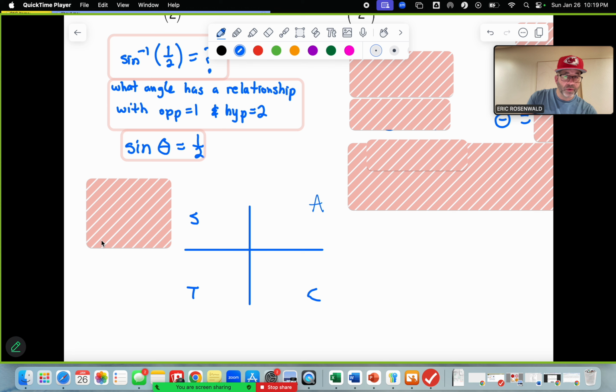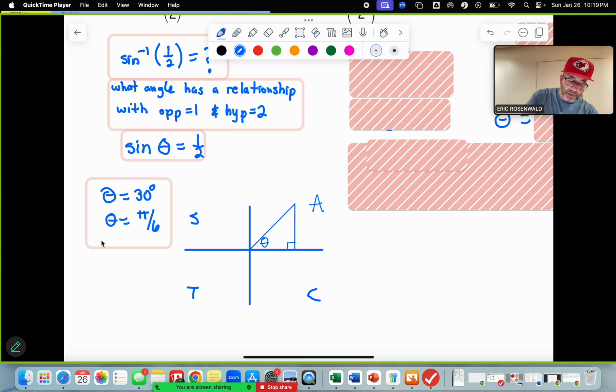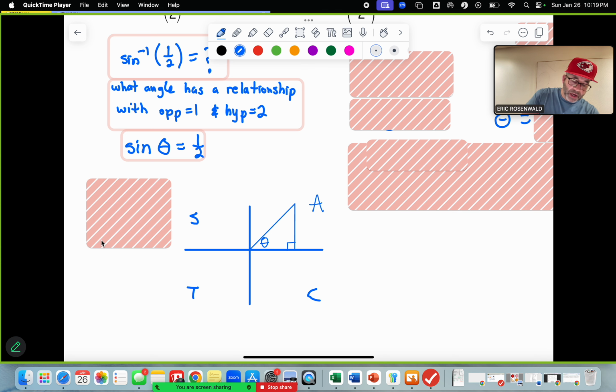Well, here's what we remember. So sine of theta is equal to 1 over 2. So let's go ahead and draw my triangle here. We've got our angle right here. And what I've got is my opposite over my hypotenuse, which is equal to 1 over 2. So my opposite is 1, my hypotenuse is 2.